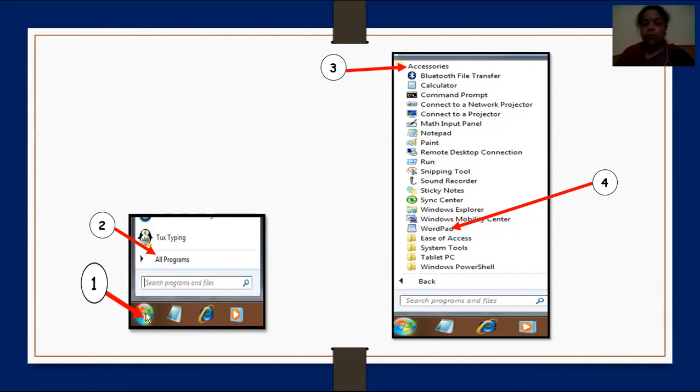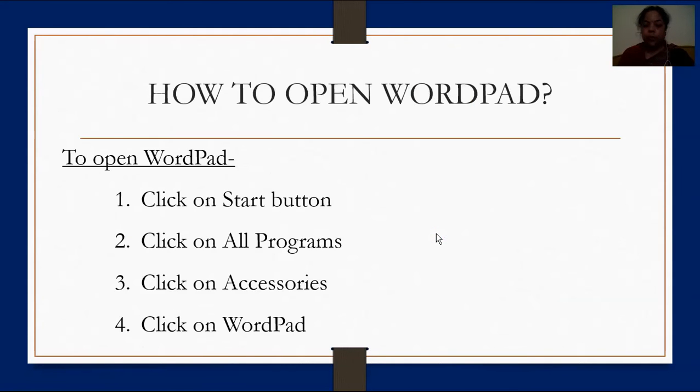When you click on start button, you will get all programs. When you click on all programs, you will get accessories. In the accessories you will get the WordPad. So I am telling the steps again. At first we have to click on start button, then we have to click on all programs, then we will click on accessories, and then in accessories you will get the WordPad software.